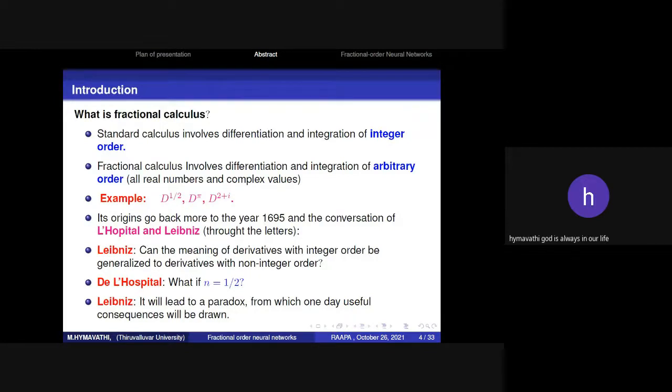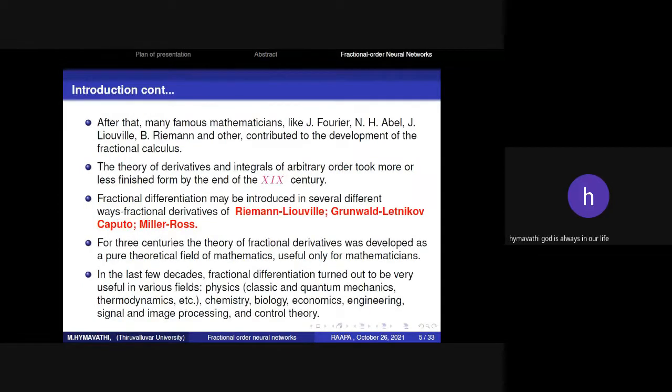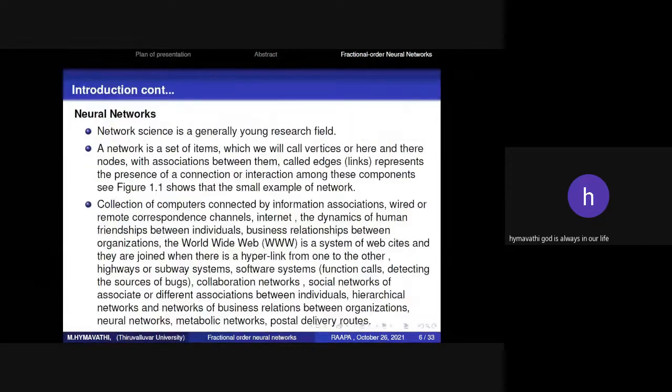Here L'Hospital asked, what if n equals 1 by 2? Leibniz replied that it will lead to a paradox from which one day useful consequences will be drawn. In fractional differential equations, we use definitions like Riemann-Liouville, Grünwald-Letnikov, Caputo and Miller-Ross, etc. Now we are discussing neural networks.